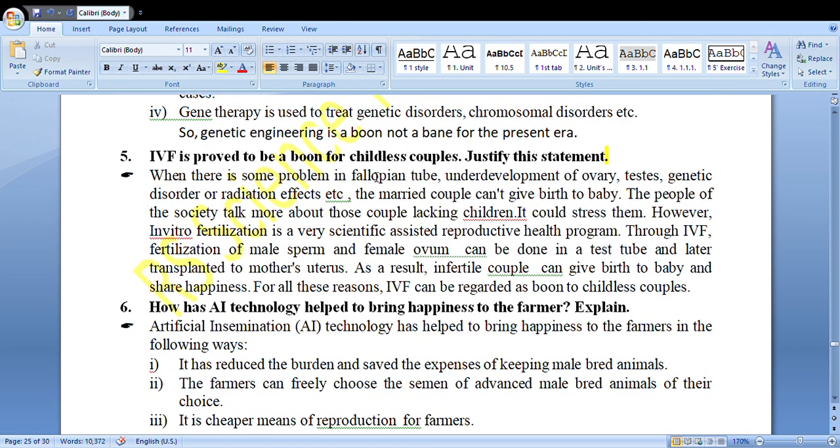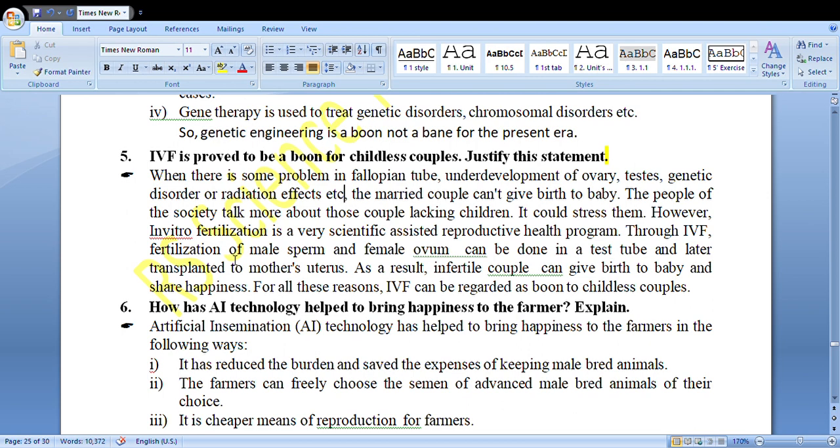IVF is proved to be a boon for childless couples. Justify the statement. When there is some problem in the fallopian tube, underdevelopment of ovary or testes, genetic disorder, or radiation effects, the married couple can't give birth to a baby. The people of society talk more about those people lacking children. It could stress them. However, in vitro fertilization is a very scientific assisted reproductive health program.